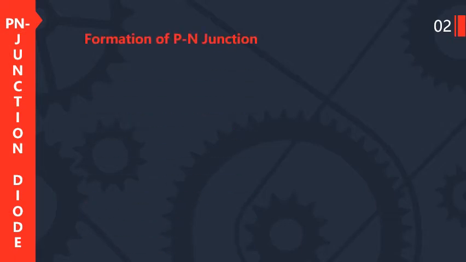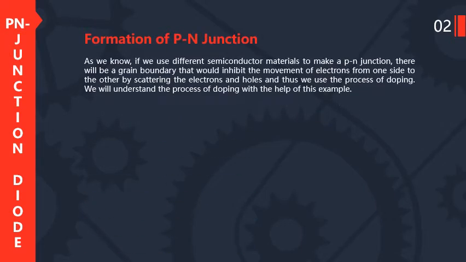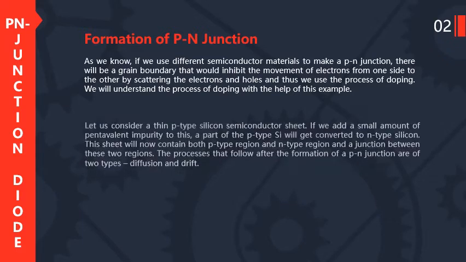Next is the formation of the PN junction. As we know, if we use different semiconductor materials to make a PN junction, there will be a grain boundary that would inhibit the movement of electrons from one side to the other side, while scattering the electrons and holes, and thus we use the process of doping. We will understand the process of doping with the help of an example.